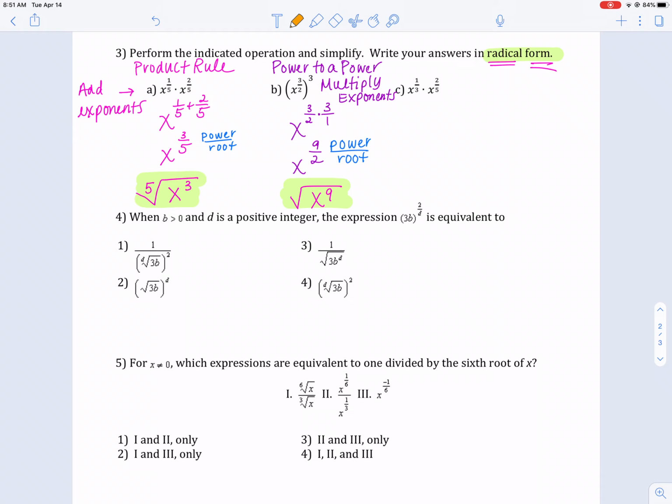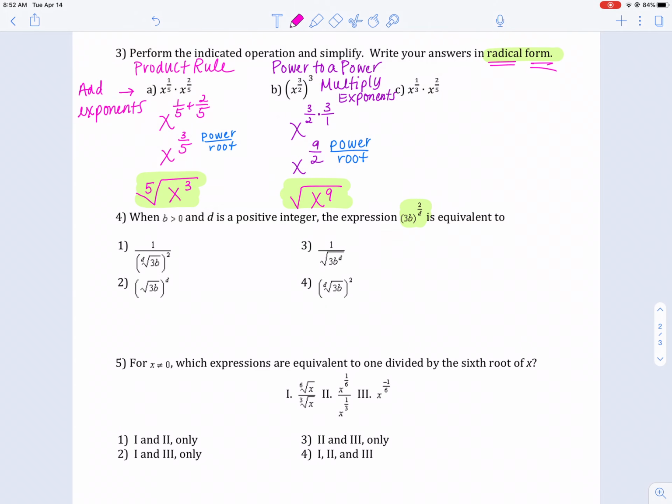So in letter B, it tells you B is greater than 0. That means your base is greater than 0, and D is a positive integer. That means your exponent is positive. They want you to write this expression, 3B to the 2 over D, is equivalent to which one? Okay, so let's just talk about your choices.